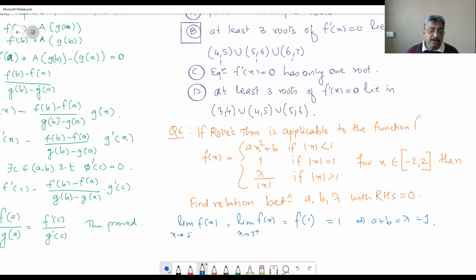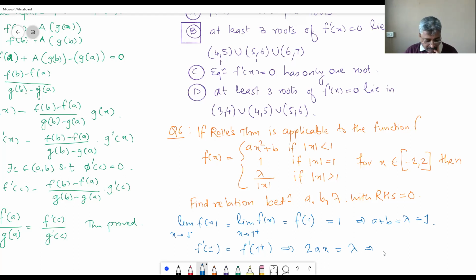And because of differentiability, what will you get? F dash at 1 minus should be equal to f dash at 1 plus. So what is f dash at 1 minus? Which is 2ax. 2ax should be equal to what is f dash at 1 plus? Lambda. Right?